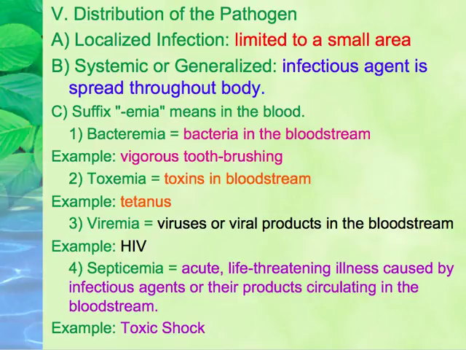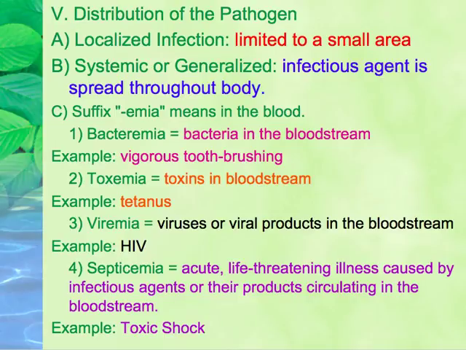Meaning the infectious agent is spread throughout the body. Maybe it gets into the bloodstream or the lymph vessels and then is transported. Okay? Now, here's the thing. Some bacteria can get into the bloodstream. That is typically referred to as bacteremia. Okay? Emia itself means in the blood. So if the bacteria are in the bloodstream, that's what we call the infection.